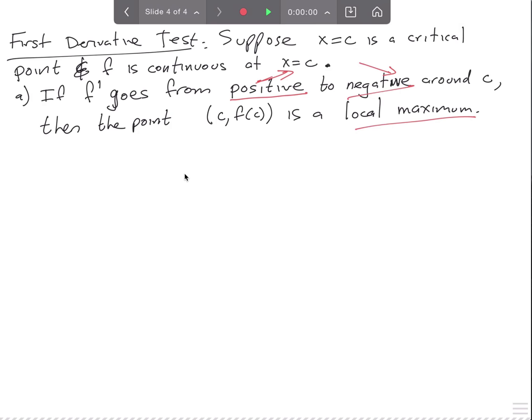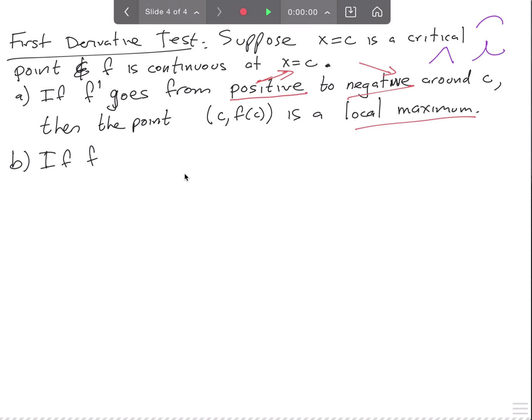But if it is continuous there, then if the derivative goes from positive to negative, it would be a local max. Does that make sense? So it would look like either like this, or maybe like this, or maybe like this, right? Does that make sense? Okay.